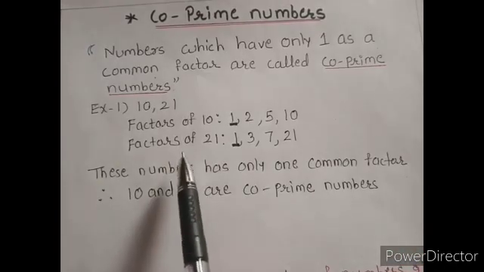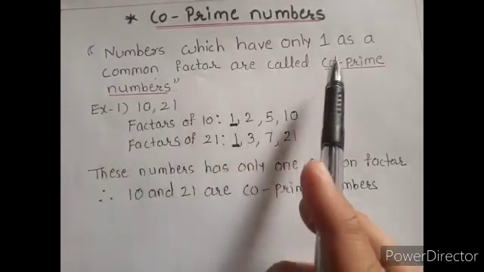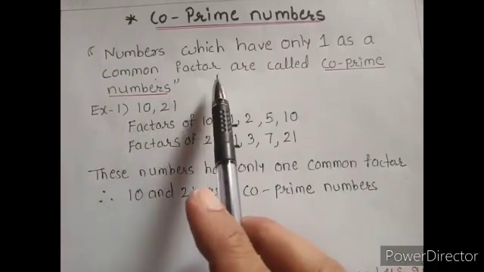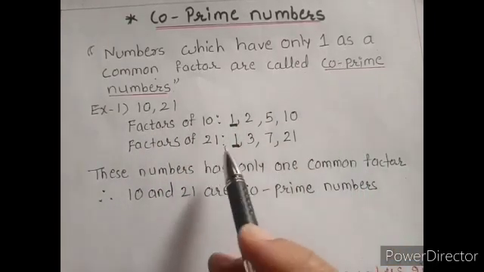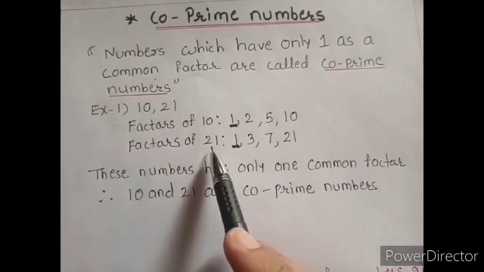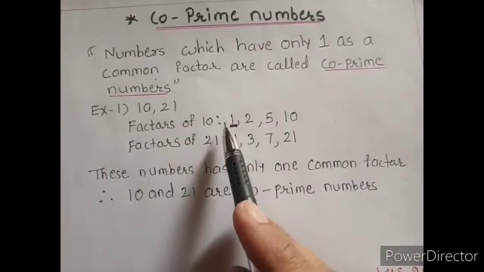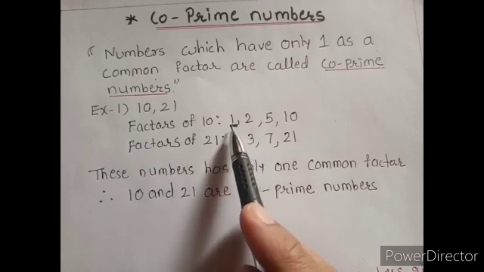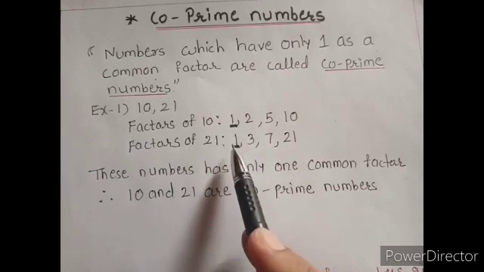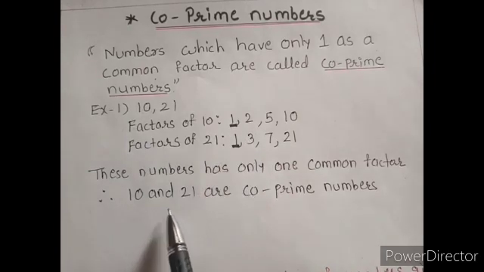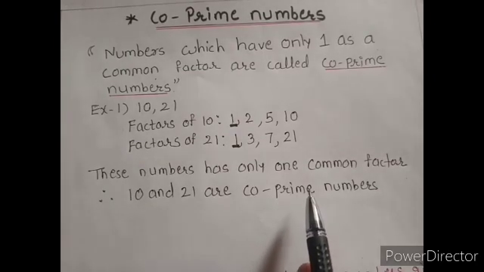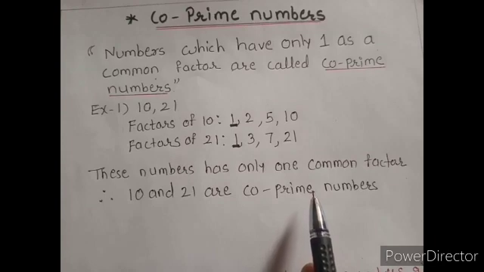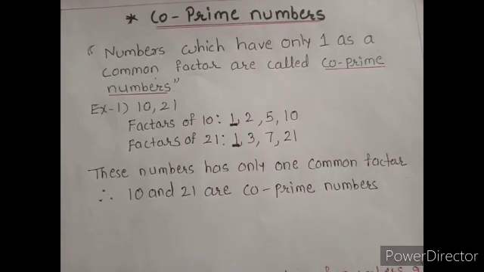Just now we have seen the definition. Numbers which have only 1 as a common factor are called co-prime numbers. So if you observe this example here, 10 and 21, the common factor is only 1 in both. So therefore 10 and 21 are co-prime numbers. Understood how to find out co-prime numbers? Now we will solve problem set 35.